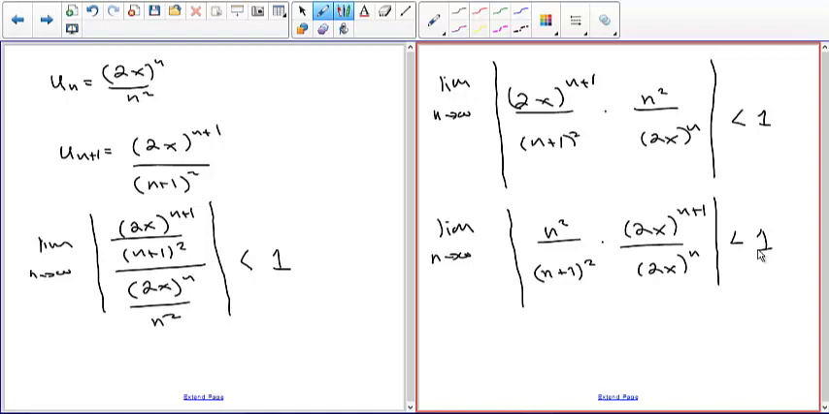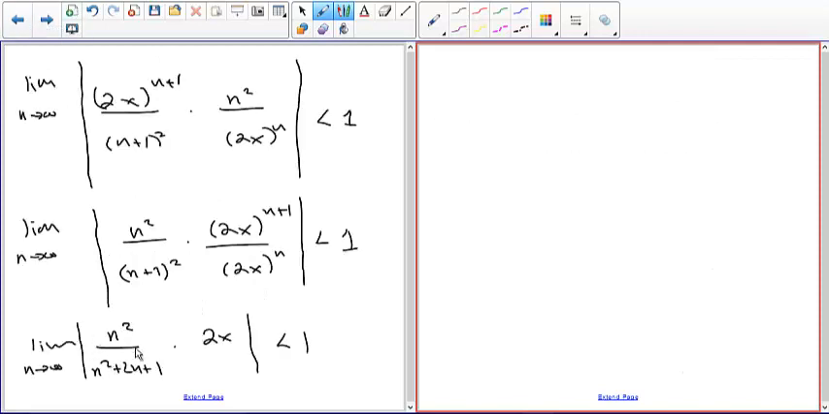Okay, so all we can do in this case is simplify the second term. We can go ahead and multiply out the first term, so we have n squared plus 2n plus 1. And here you just end up with 2x. So this first term goes to 1. So as you take the limit as n goes to infinity, this goes to 1. This doesn't change because it doesn't involve n. So you get the absolute value of 2x has to be less than 1.